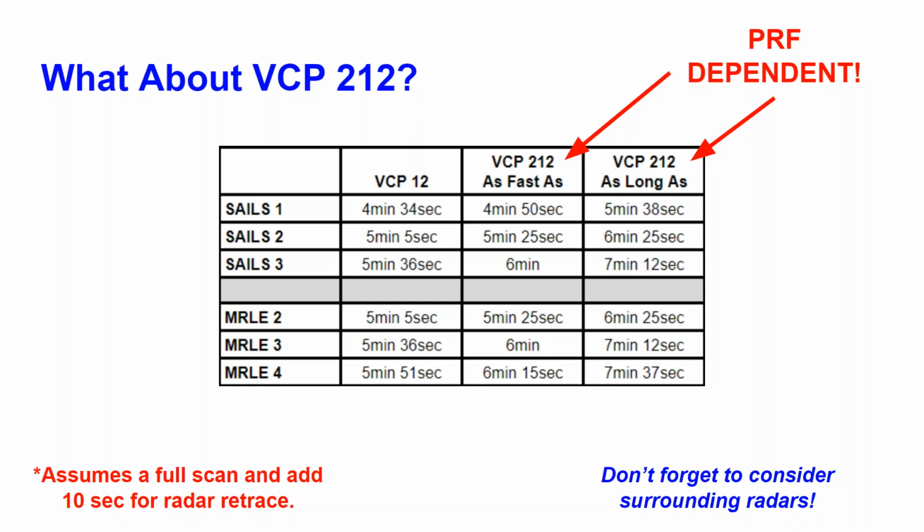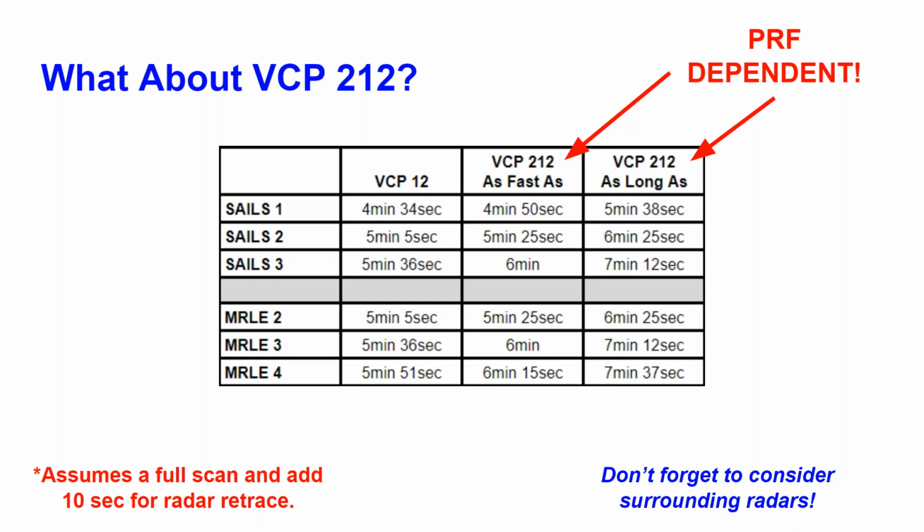And again, the math from a MERL perspective, let's take MERL 4, for instance. In VCP 212, MERL 4, 5 minutes and 51 seconds is about ballpark there. But in VCP 212, it can take as little as 6 minutes, 15 seconds, or as high as 7 minutes and 37 seconds. And again, this assumes a completely full scan to 19.4. You also need to add another 10 seconds for radar retrace. These numbers do not include that.